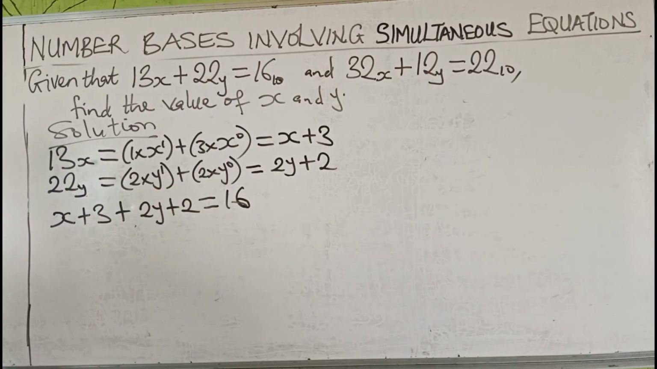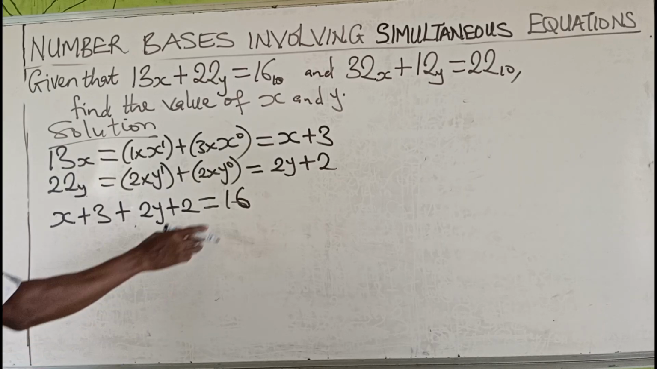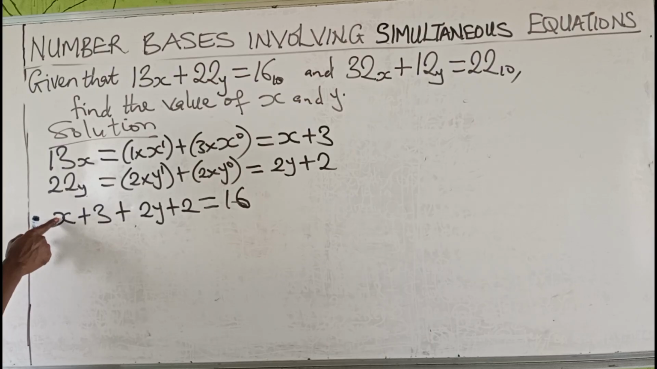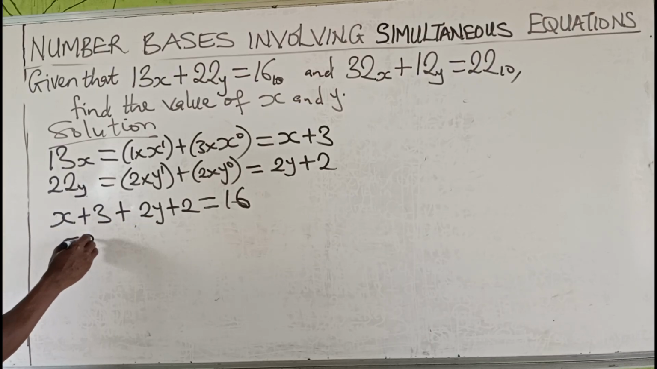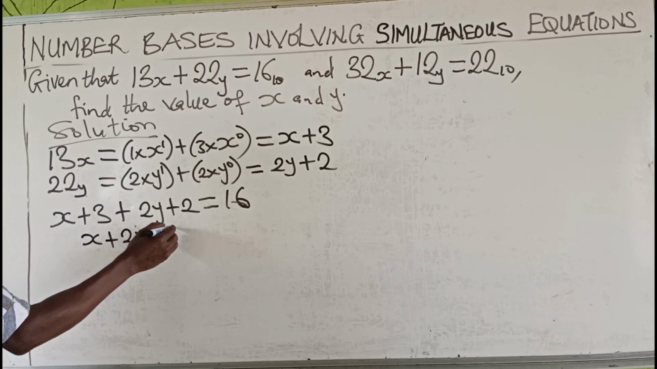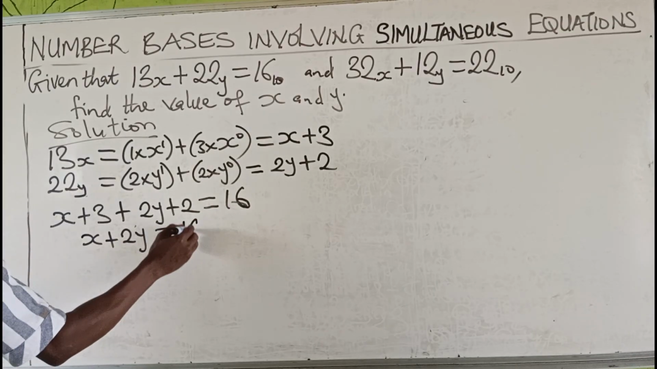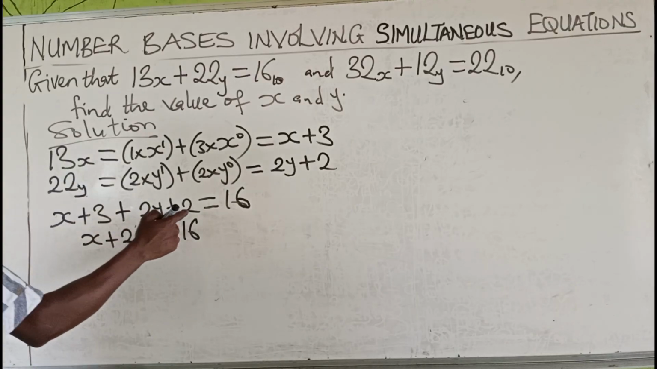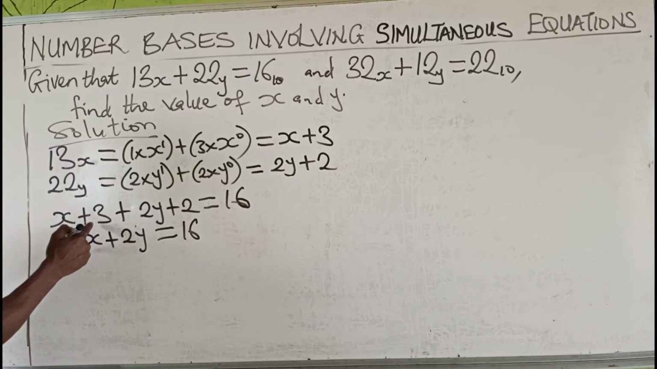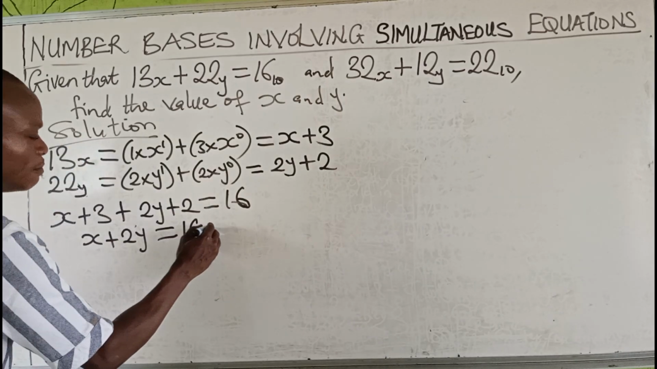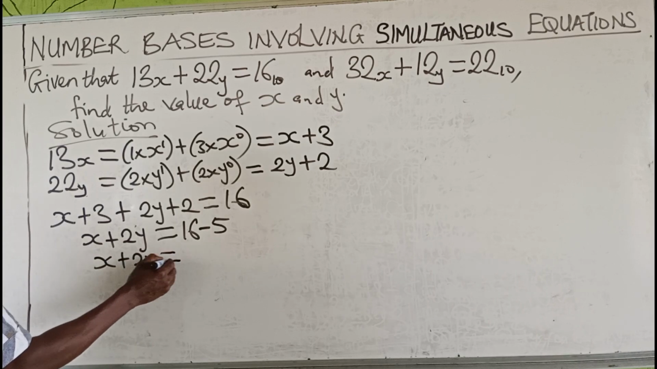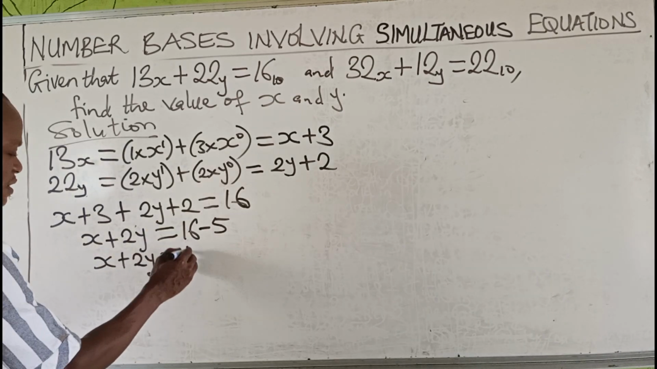Now let us collect the terms that are just numbers to the right hand side. So here we have x plus 2y equal to, here we have 16. Now this is plus 3 and this is plus 2. Plus 3 plus 2 is equal to plus 5. So plus 5 moving to the other side becomes minus 5. So that means we have x plus 2y equal to 16 minus 5 will give us 11.